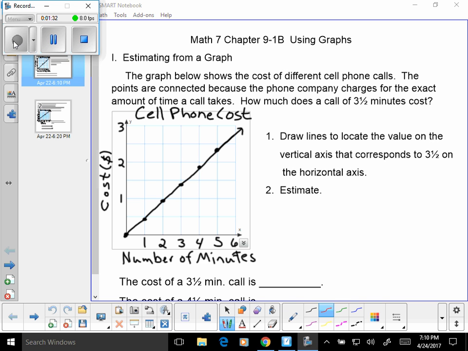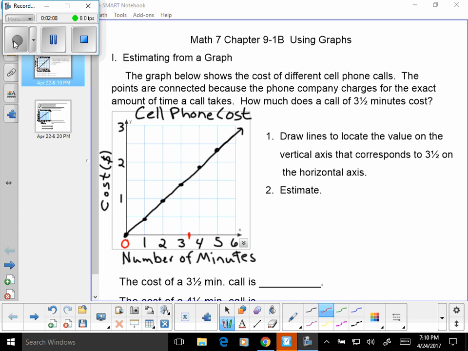Step 1 says to draw lines to locate the value on the vertical axis that will correspond to 3.5 minutes on the horizontal axis, and then step 2 says we can estimate. One of the easiest ways to do this, for me anyway, is since my call is 3.5 minutes, I'm going to start over here, which is actually 0. That's why there's no charge, because obviously they can't charge you for talking when you're not spending any minutes. I'm going to move over to 3.5, which should be approximately right here.